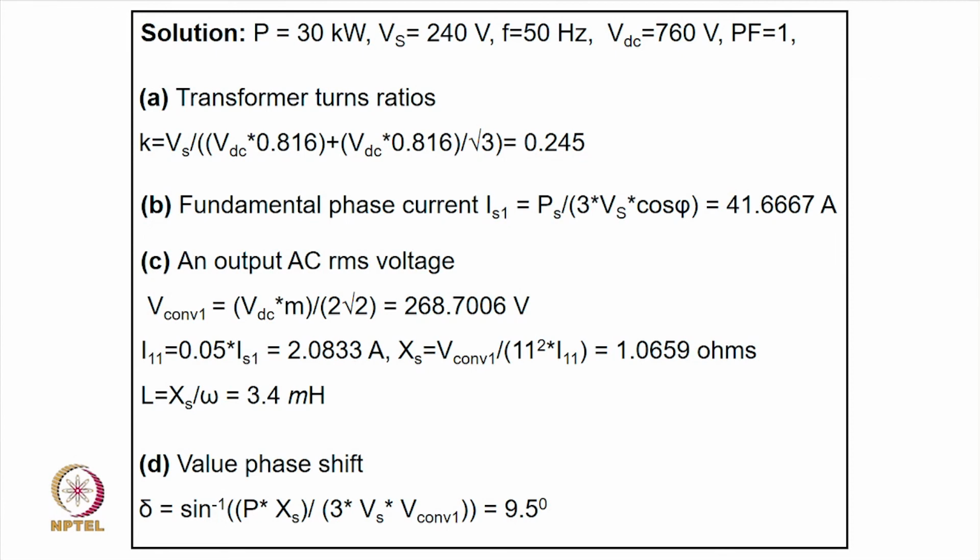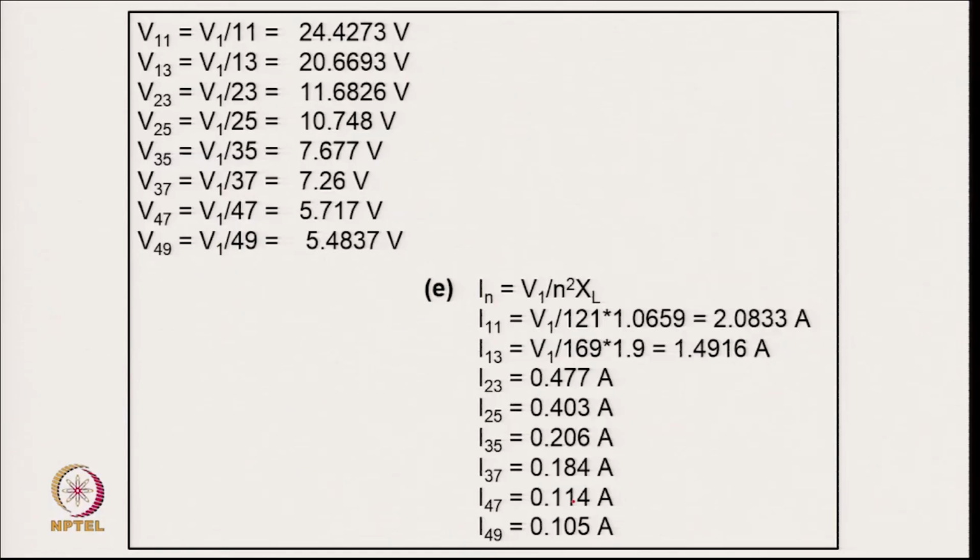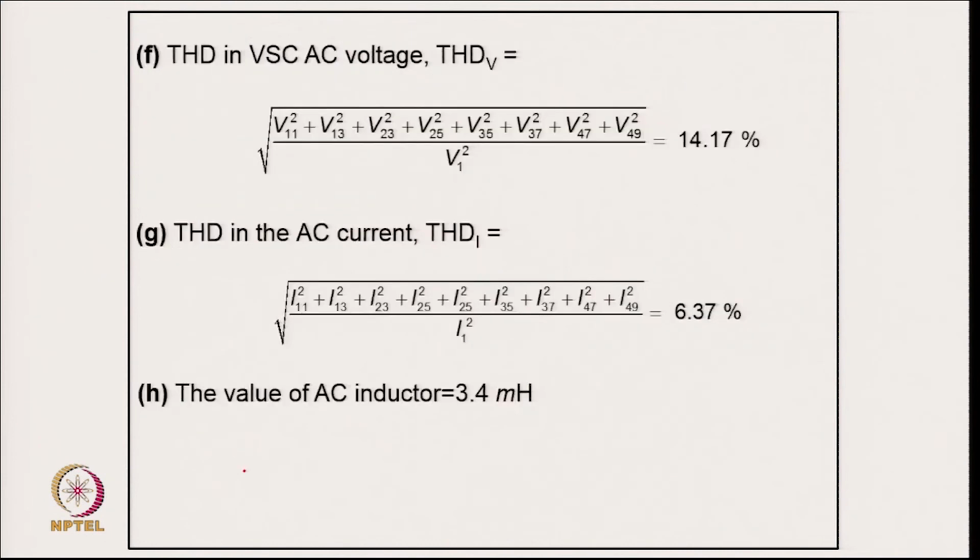So, it comes to 3.4 millihenry. The phase shift from this relation, once we know the reactance and the supply voltage and converter fundamental, comes to 9.5 degree. Then we can find all dominant harmonic voltages, then all dominating harmonic currents from this relation, and then the TAD of the voltage, putting the relation here, is 14.17, which is close to 15%, and the TAD in the current is 6.37 for the given data. The value of the interfacing inductance which we calculated to limit the 11th harmonic to less than 5% comes to 3.4 millihenry.